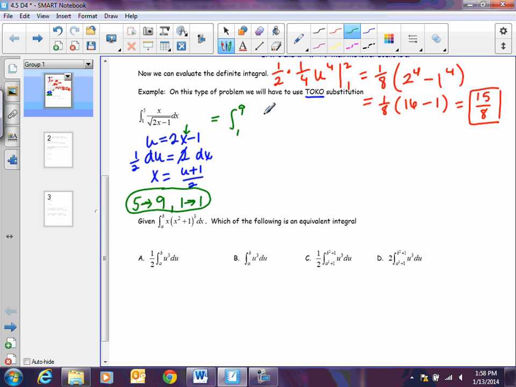Okay, so in place of x, I'm going to write u plus 1 over 2. What am I going to write in the denominator here? u to the half. So I could write u to the half. I'm going to do that in the next step. If you wrote that, though, that would be fine. I'm going to go ahead and just write it as square root of u. And in place of dx, I'm going to write 1/2 du. Now, if all the directions were to rewrite this integral in terms of u, I did that. And this is an acceptable answer.